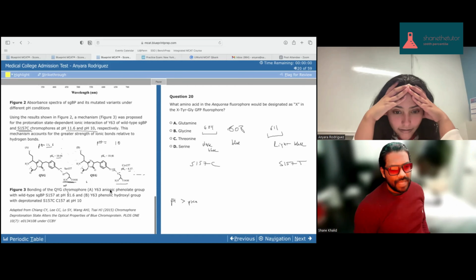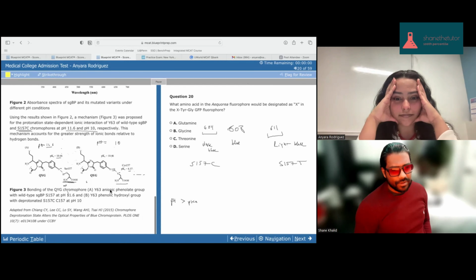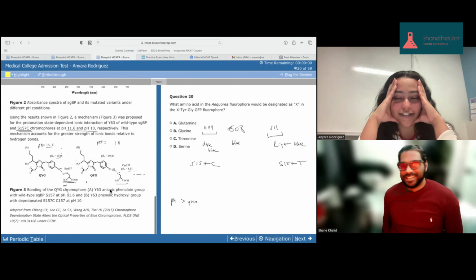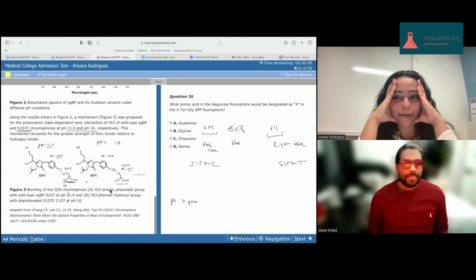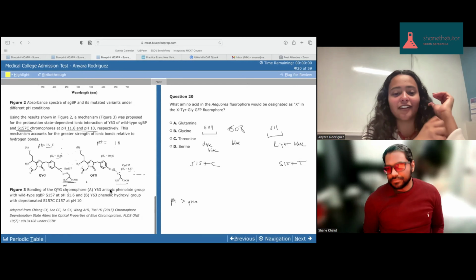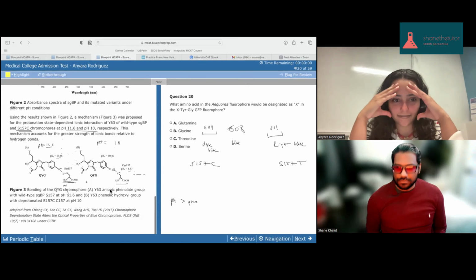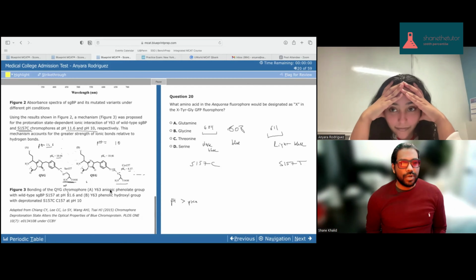Yeah. And then the cysteine's pKa is 8.37. It's a really weird way of doing this because they're doing two changes at the same time, proposing a mechanism because they're changing the pH and they're also having the mutation, instead of doing it one at a time.